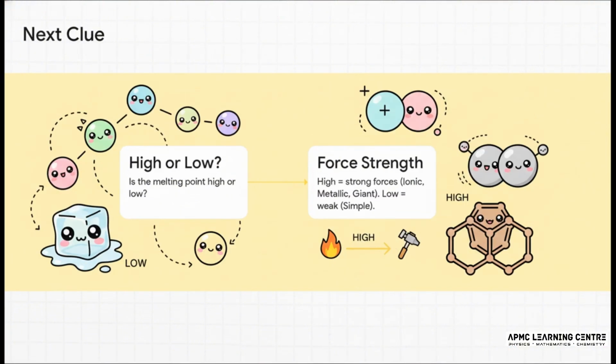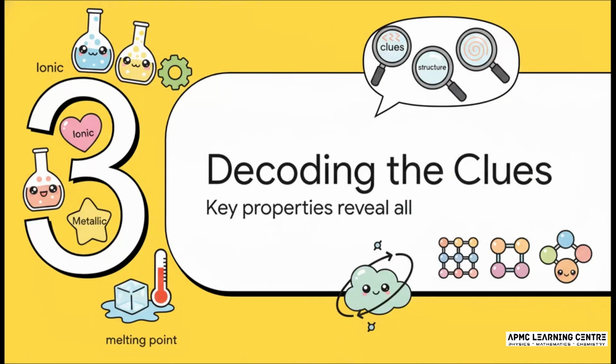So, assuming we have a pure substance, the next big question is: is that melting point high or is it low? A low melting point basically screams simple covalent molecule, because the forces between the molecules are super weak and easy to break. On the other hand, a high melting point tells you the forces are incredibly strong, which points us towards ionic, metallic, or giant covalent structures. Just that one observation narrows down the possibilities like crazy. So you see, the whole trick is knowing what each property is telling you about the substance's internal structure.